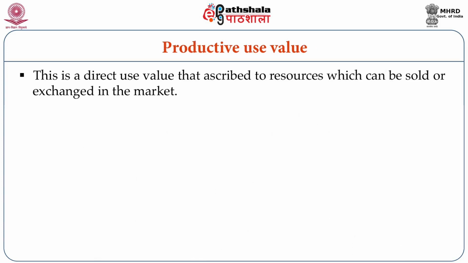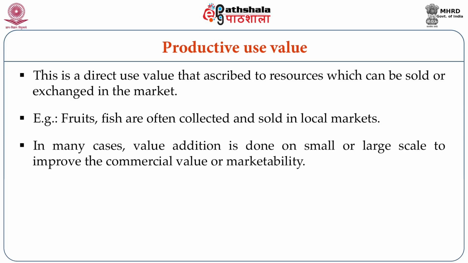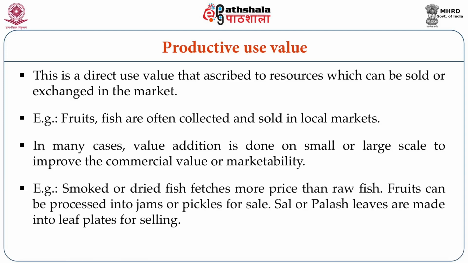Now let's come to the next category, which is the productive use value. This is a direct use value ascribed to resources which can be sold or exchanged in the market. For example, fruits, fish, vegetables, etc. can be collected and sold in local markets per se. In many cases, value addition is done on small or large scale to improve the commercial value or the marketability. For example, smoked or dry fish fetches more money than the actual fish per se, or fruits can be processed into jams or even pickles for that matter, and it basically gives you more return.